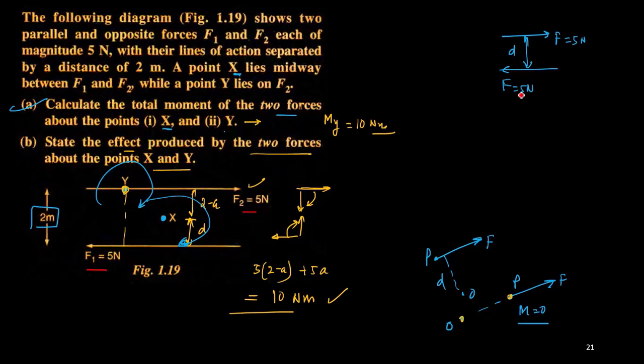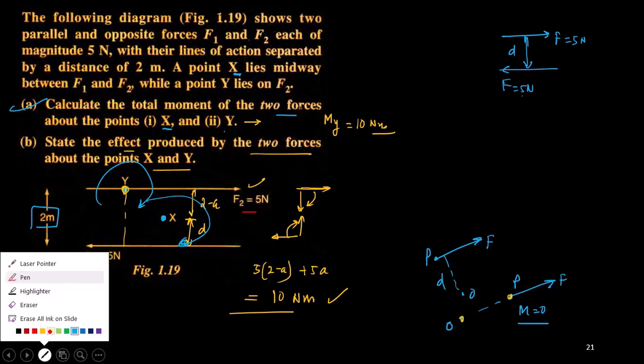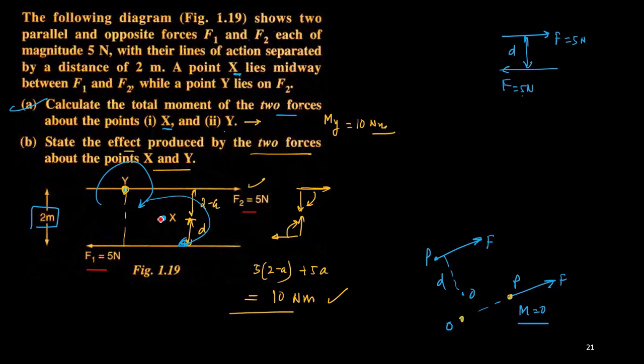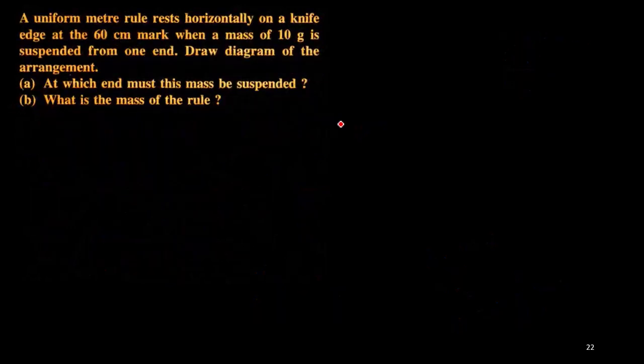Okay. So the product of F into D will give the moment. Whether the point is on the F2 line, or in between, or over here, at any point you can take the moment, the answer is the same. The moment value does not depend on the location of the point. It is basically dependent on the distance of separation between the two forces. If I keep D fixed, then every time I get the same value. There is no change in the moment value. F into D, every time I get the same answer.